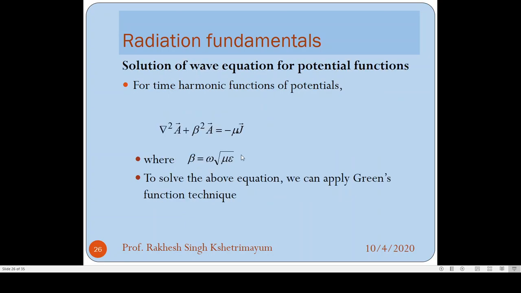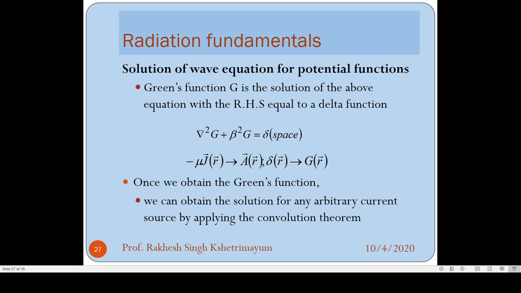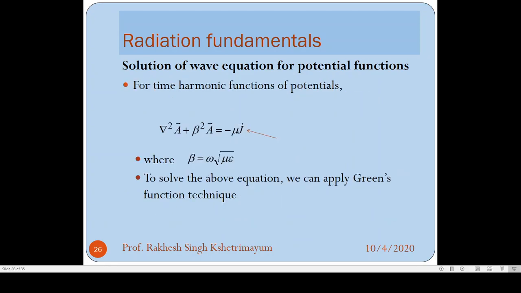For time harmonic fields, I have already told you that the wave equation simplifies to Laplacian of A plus beta squared A is equal to minus mu J, where beta is omega square root of mu epsilon. If you want to solve this wave equation, there is a technique called the Green's function technique. In the Green's function technique, you replace the right-hand side, which is minus mu J. J is the source for the magnetic vector potential.